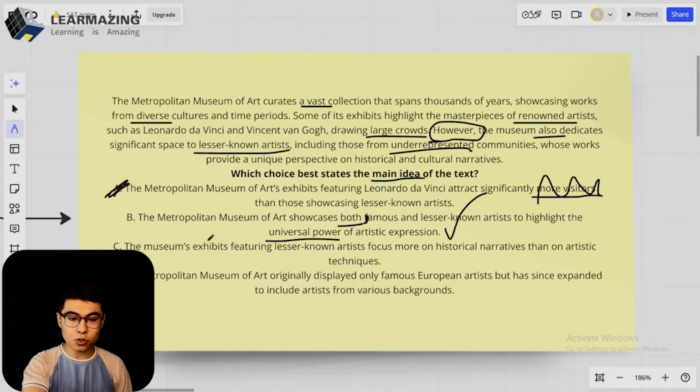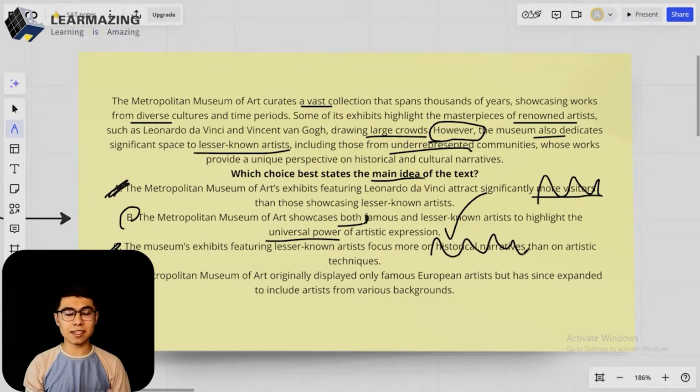Choice C, the museum exhibits featuring lesser known artists focus more on historical narratives than on art techniques. So this choice is wrong because there is no comparison between historical narratives and artistic techniques. It's a very detailed thing, and it's too specific, and it cannot be the main idea of the text.